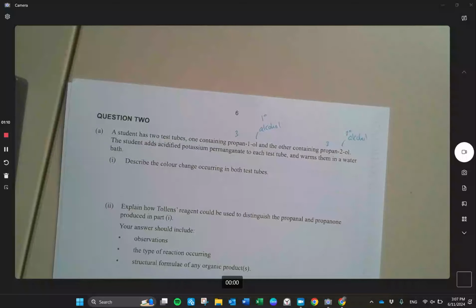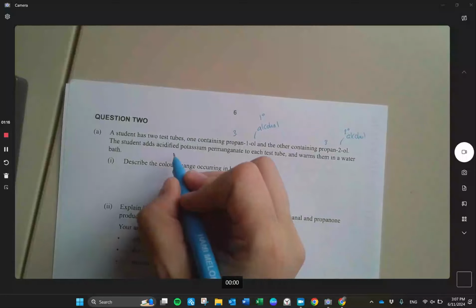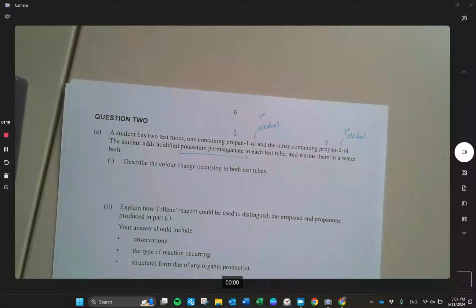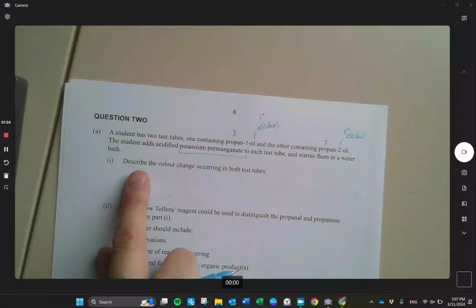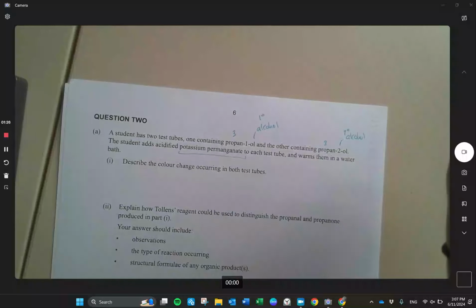Okay. A student adds acidified potassium permanganate to each test tube and warms with water. So we need to know what potassium permanganate does. We also need to know what color change it does. There's lots of things we can grab about potassium permanganate. And in fact, it says describe the color change. Okay, so let's go look at our resource sheet.